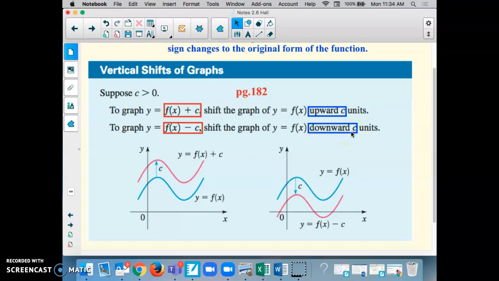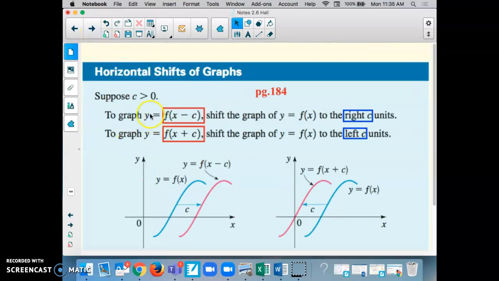Now let me clear that up. If that value is outside the parentheses, it's not inside the parentheses with the x, it is a vertical shift. Vertical shift. Let's look at the horizontal shift. Now you can see that the value of c is on the inside of the parentheses. If it's on the inside of the parentheses, that represents a horizontal shift as opposed to the vertical shift.